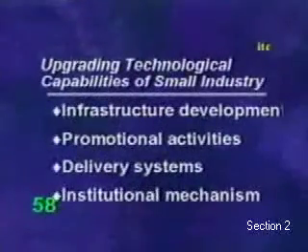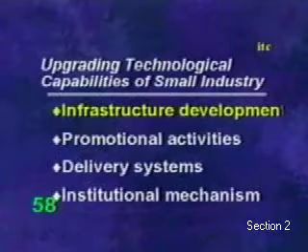The areas targeted for improvement can be divided into, again, 4 major categories. These are the development of technological infrastructure, the promotion of technical activities, the strengthening of technology delivery system, and the establishment of the national institutional mechanism to promote technology transfer.